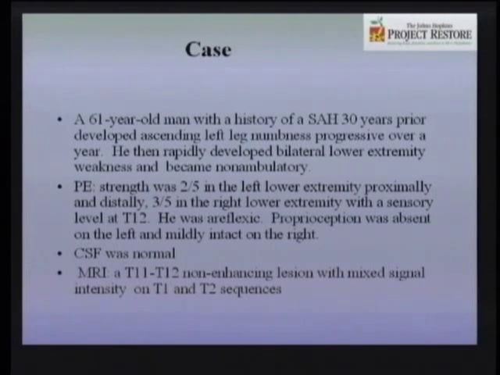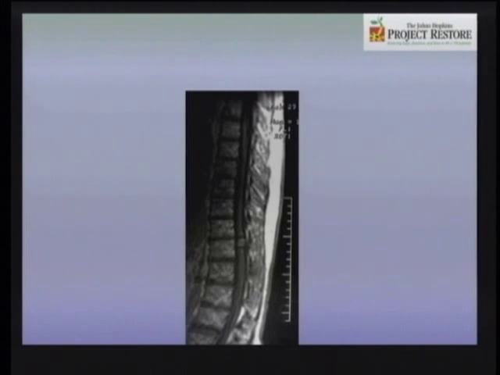Also, the MRI shows a non-enhancing lesion. So there's a lesion, a plaque, something, but it's non-inflammatory. Here, I don't know how well you can see this, but you can see a little area of bright signal in the spinal cord and then a dark area above and below it.